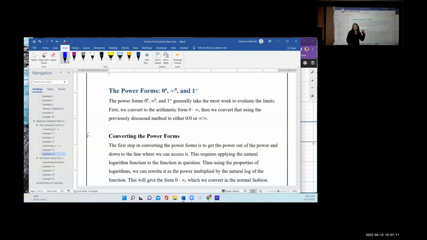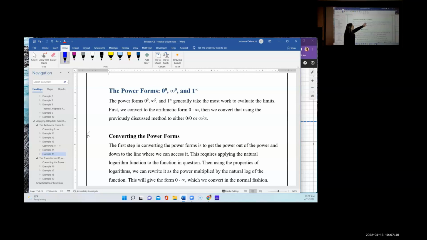1 to the infinity is indeterminate for reasons I can't fully explain, except to say that when you take any non-zero number and you multiply it by itself repeatedly, weird things happen at infinity. And so 0 to the infinity is 0 because it's a 0, it has no magnitude. But 1 to the infinity, 1 times itself repeatedly, is not always 1. So we're going to see that it can go to many different values. In fact, this is going to lead to one of the definitions of Euler's number, the exponential number.